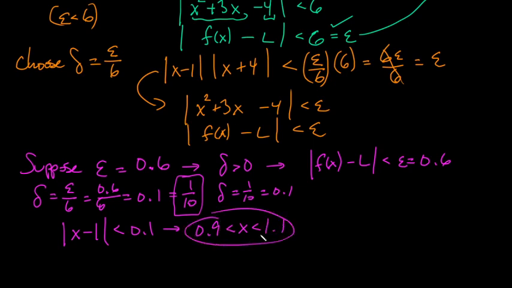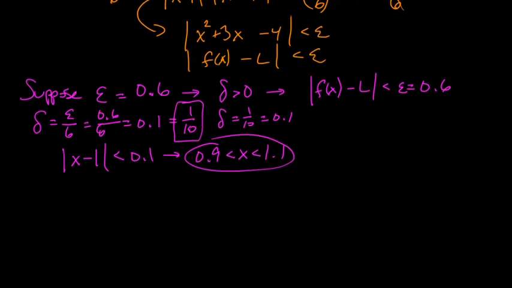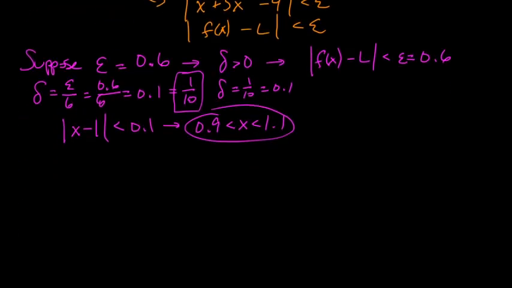So if x is within this band, that should guarantee that our f of x is not that far away from L. It's within epsilon of L. Okay. And we could go through the same argument again, or we can think of it this way. If we look at the graph, and it is helpful to draw the graph here.